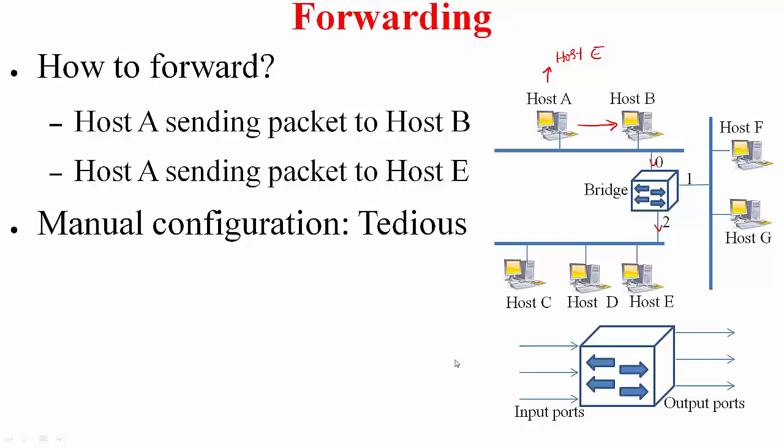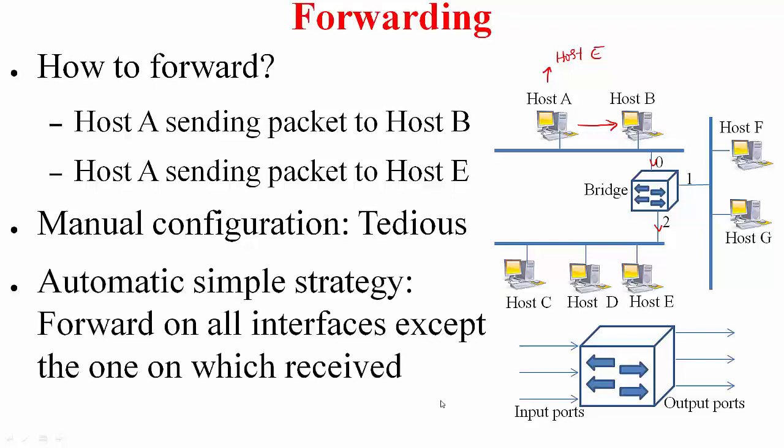Humans are known to be error prone. So what is one very simple thing the bridge can do to ensure that the packets reach the intended destination? Note that this need not even be efficient. So here is what it can do. Whenever it receives a packet on a given port, you just send it out on all the other ports except on the port in which it was received.